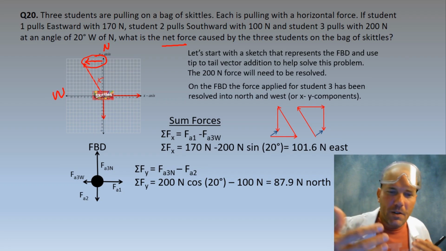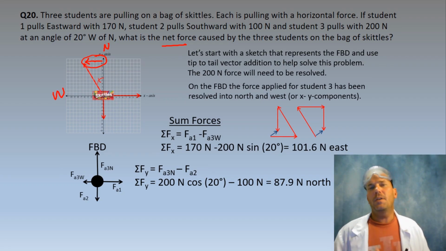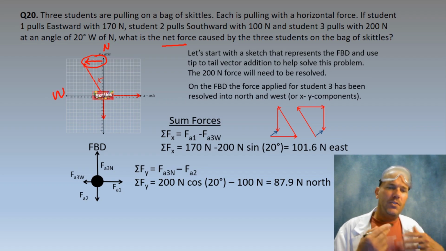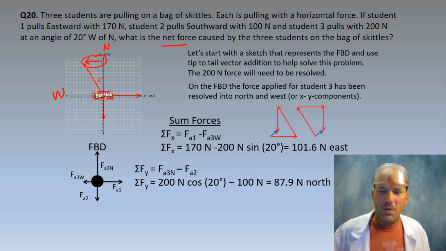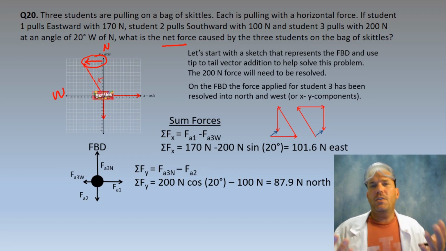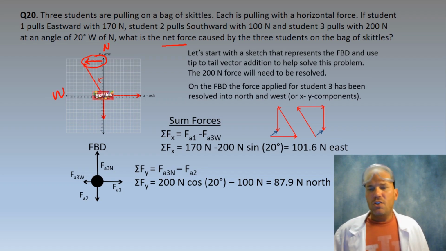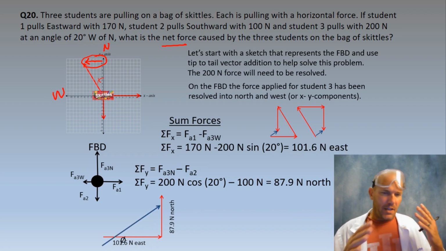We have the northward component of student 3, and we are subtracting the southward component of student 2, and we're going to use cosine to resolve the 200 Newton resultant vector of student 3 into the y component only, and then we're going to subtract the 100 Newton force student 2 exerts southward to get an overall answer of 87.9 newtons north. So, lining these directions up tip to tail, we have our vectors and our resultant.